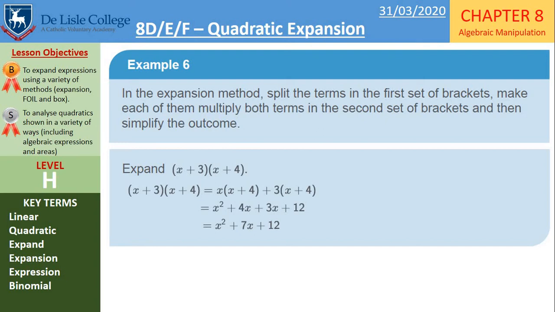Well, the expansion method is looking at that first bracket and writing each term as a multiple of the second bracket. So as you can see, we have x brackets x plus 4, and we're adding that to 3 brackets x plus 4. Then expanding each single bracket in exactly the same way that we did before, we end up with x squared plus 4x plus 3x plus 12. And when we simplify, we get x squared plus 7x plus 12.